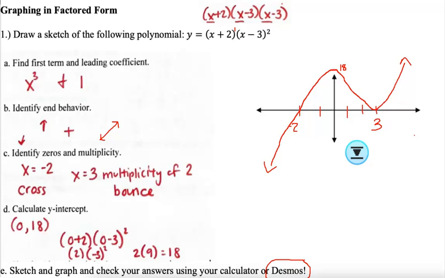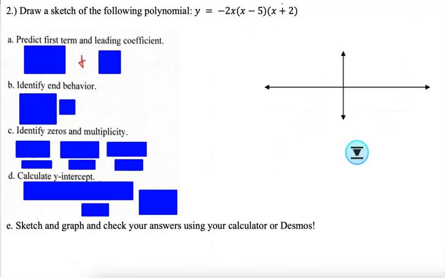All right, let's try another one. Number 2, draw and sketch the following polynomial. So we've got an x in the front with no parentheses, which is going to add some level of difficulty. Then x minus 5 and x plus 2.